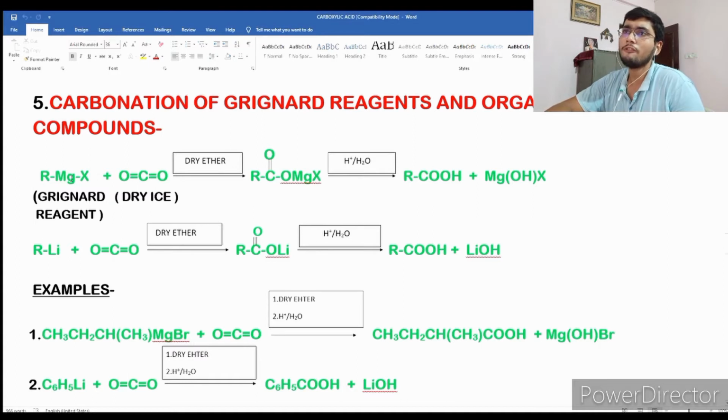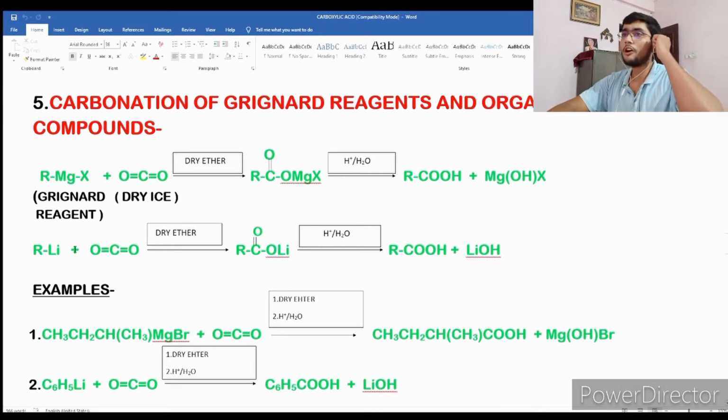So what will happen? First we will get our addition product. As you can see, there is a carbon double bond oxygen. So this pi bond will be shifted toward the oxygen. Oxygen will get a negative charge, carbon will get a positive charge. Now coming to the Grignard, the Grignard will be broken as R minus and MgX plus. Now combine the plus and minus together and we will get our final addition product. Now by simply hydrolyzing it in the presence of acid, we get our corresponding carboxylic acid.